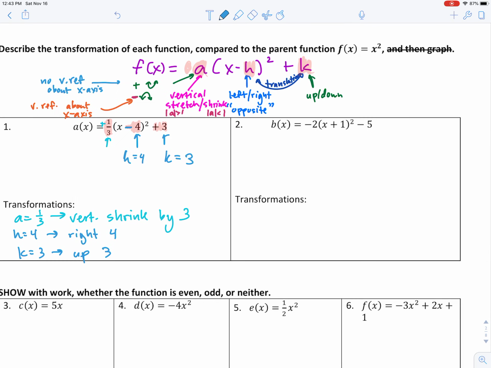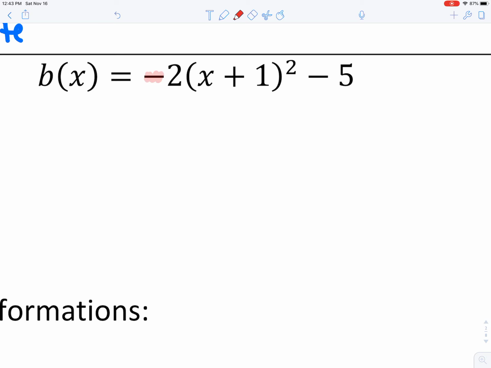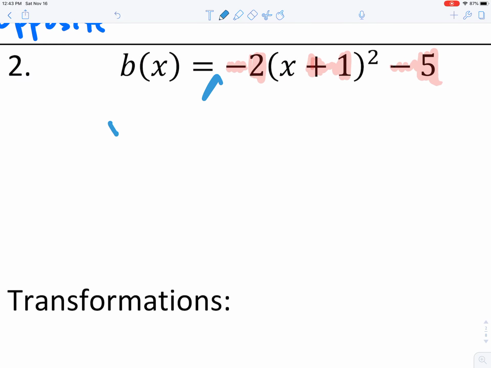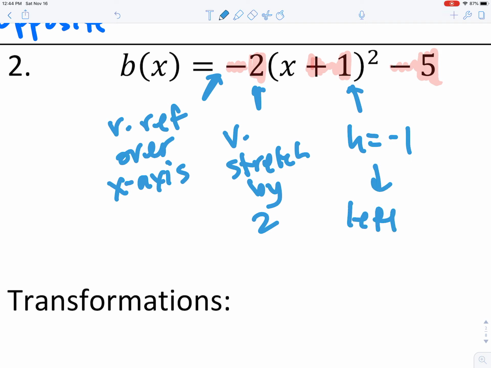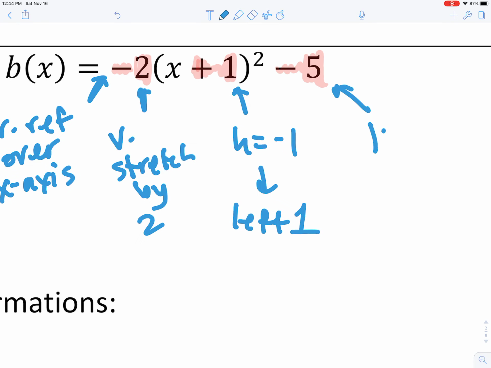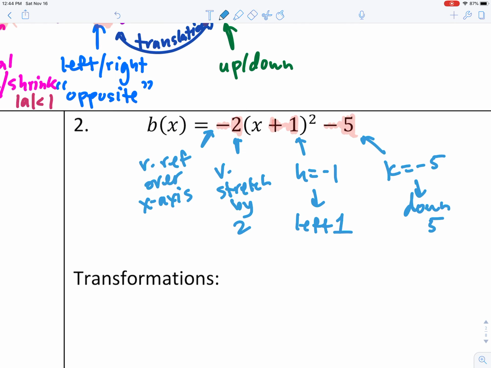Okay, here I notice actually 4 specific things. There is a negative sign. My a is not equal to 1, and I do see a number besides that. I've got a 1, it looks like a +1, and then I've got a -5. So each one of those things, this one gives me a vertical reflection over the x-axis. This one here is a vertical stretch by 2. This one looks like +1, but really h is -1. That's going to have my graph move left 1. And then -5, my k is actually -5. It's going to move it down 5.